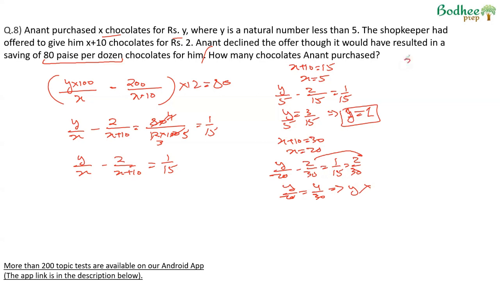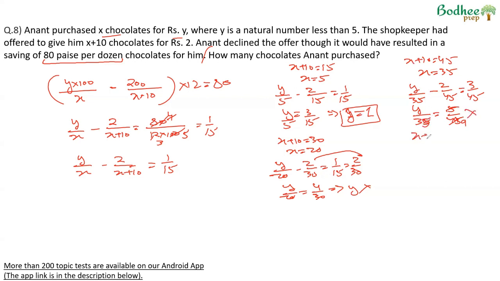If we take x plus 10 as 45, x would be 35. Clearly y by 35 minus 2 by 45 being equal to 1 by 15, which is 3 by 45, will not give us an answer in an integer. Y by 35 will be 5 by 45, which is 1 by 9. 9 does not cancel out 35, so not an answer.